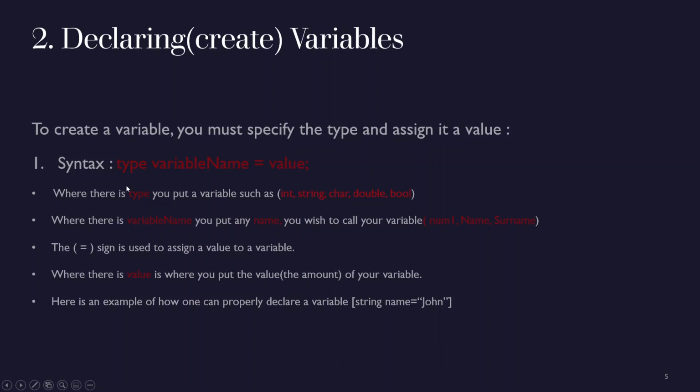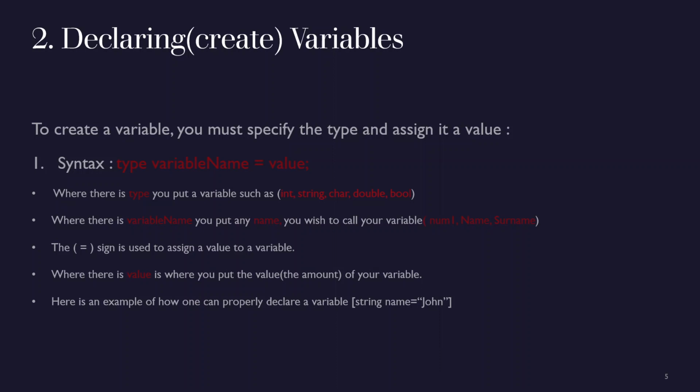Where there is type, you put a data type such as int, string, char, bool, double, etc. You put basically any data type inside type. And where there is variable name, you put any name you wish to call your variable. For example, you may wish to call your integer variable num1, or you may wish to call your string variable name or surname, etc. The same applies to all the other data types.